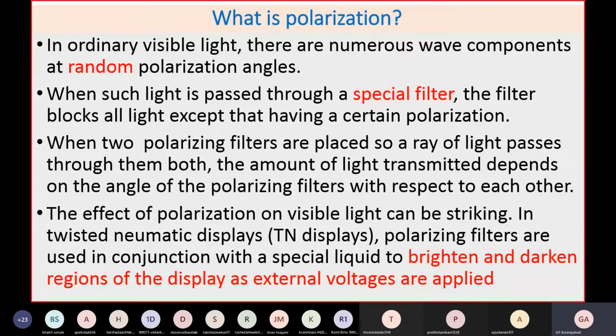Understanding this polarization effect is very useful. A liquid crystal display, one type being the twisted nematic or TN display, uses polarizing filters in conjunction with a special liquid, and it helps to brighten or darken regions of the display whenever an external voltage is applied. In short, we have to understand the polarizing effect and how it can be used in LCD TV to make a certain portion of the screen bright or dark.